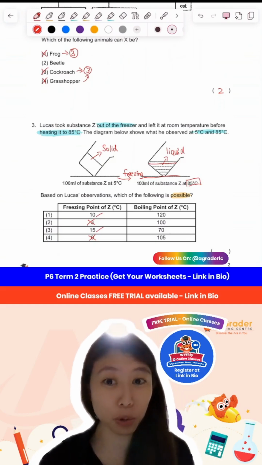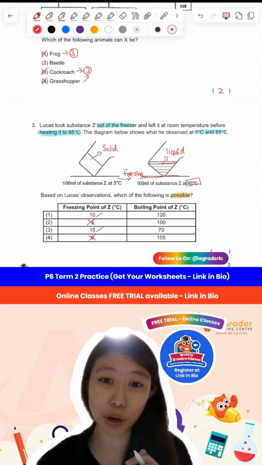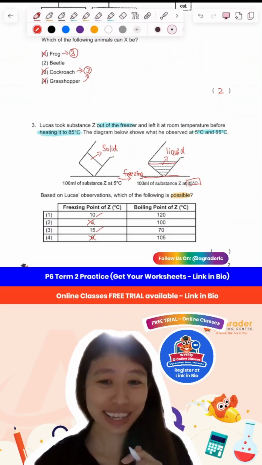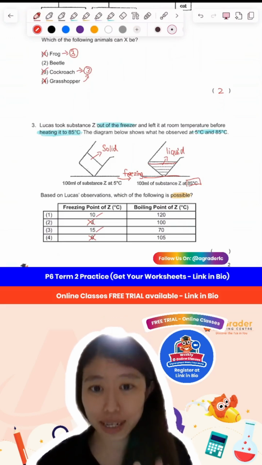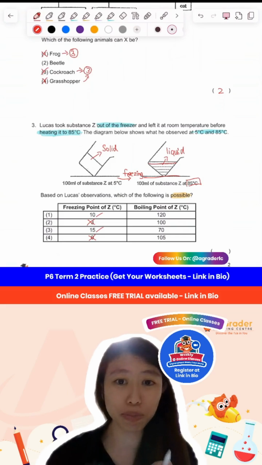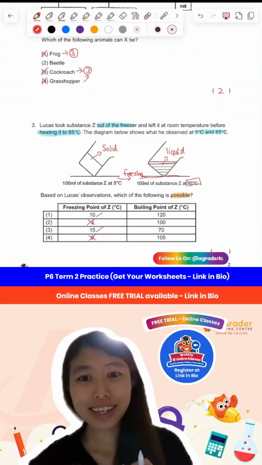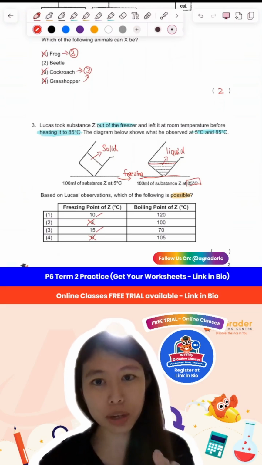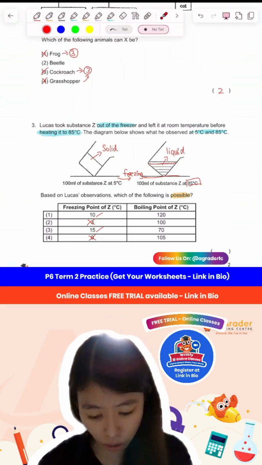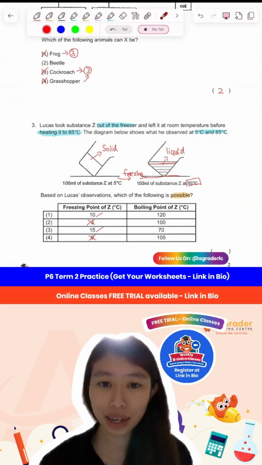100 is only for pure water. I don't know whether this is pure water or not. You must be very careful. Different substances boil at different temperatures. In this case, it might not be pure water. Actually, most likely not, because the freezing point is not 0.